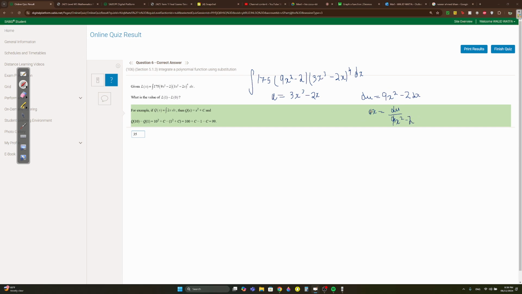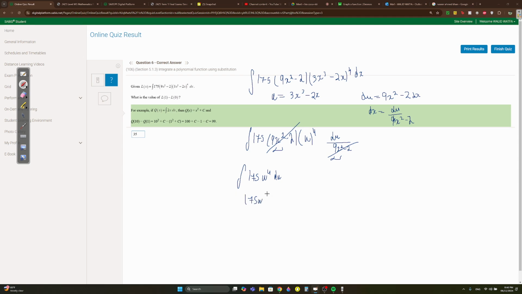Okay, can we integrate it now? Yes, let's clean this up. You're going to get the integral of 175 times (9x squared minus 2) times u to the power of 4, and dx is du over 9x squared minus 2. Now, I can see that I can cancel these two and clean up my whole equation. Just like that, it's way cleaner. We just have this integral, and everybody knows how to integrate this.